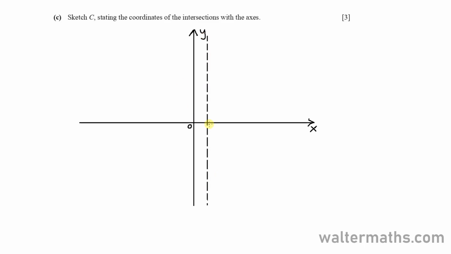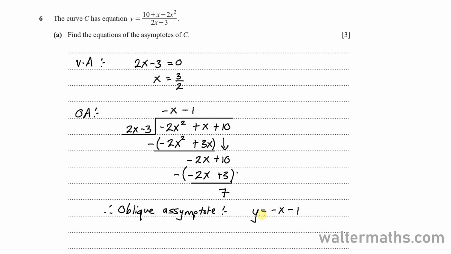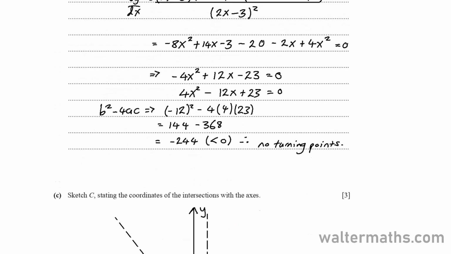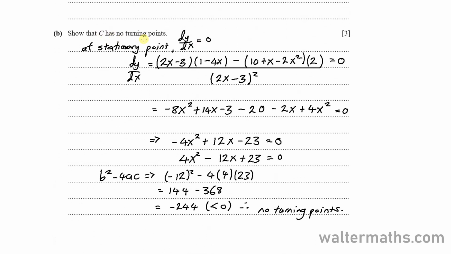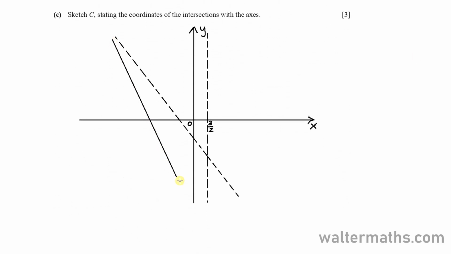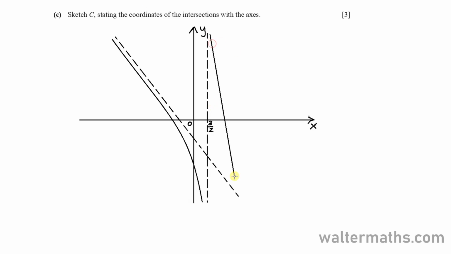So it intercepts at 3 over 2. Then for the oblique asymptote, it has the equation y is equal to minus x minus 1. So for that one, it's a line with a negative gradient intercepting the y-axis at minus 1. So this here is the oblique asymptote right here. Now considering that there are no turning points on this curve, then we know that the graph is going to come out like this, and the other piece like this. So this is how the graph comes out.